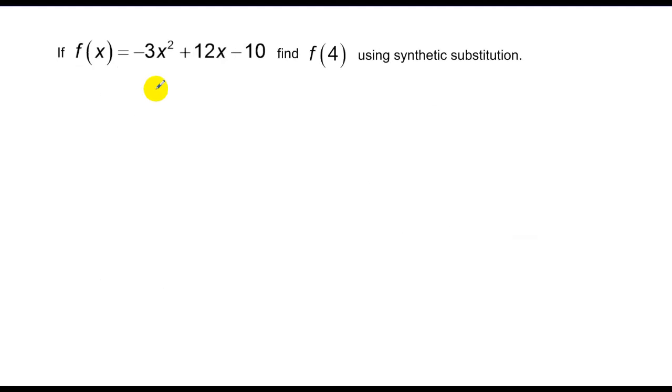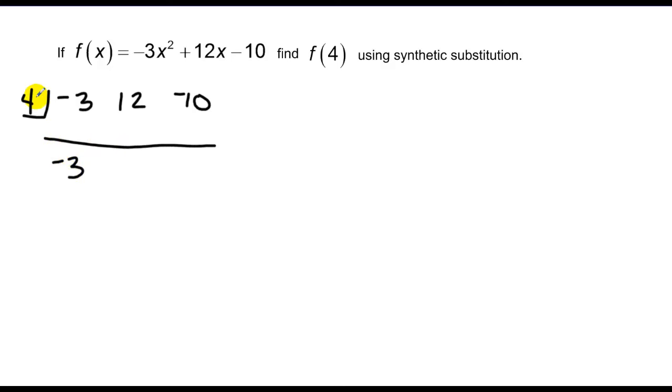So now we're going to find f of 4 using synthetic substitution. Well, synthetic substitution is the same as synthetic division, so we list our coefficients. Negative 3, 12, and negative 10. Throw my 4 here, do this synthetically. Pull my negative 3 down. We get negative 12, 0, 0, and negative 10. So that's a remainder, okay?